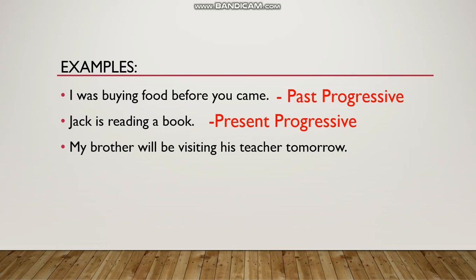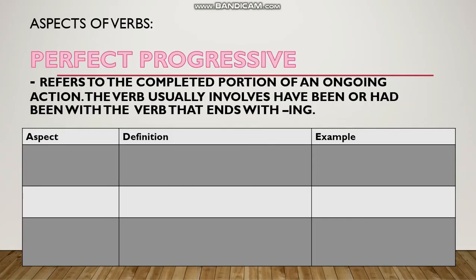Tomorrow. Okay? So we already knew that this is future because we have the word tomorrow and the linking verb will be. Okay? So, is it progressive? Yes, because take a look at the main verb, visiting. We add the main ingredient, the ing. So, this is future progressive. Let's go to the next aspect.